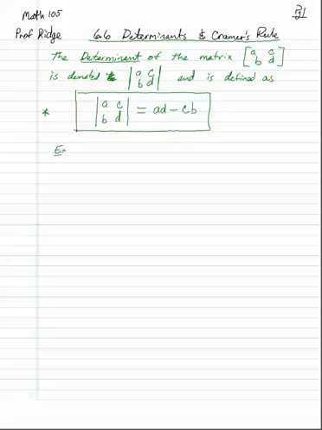Let's try an example. Find the determinant of 3, 2, 1, 4. It's pretty simple, so you can go 3 times 4 minus 1 times 2, which is 12 minus 2, which is 10. Note that a determinant is a number. The matrix is that array of numbers, a thing, an object, and the determinant of the matrix is a real number, like in this case, 10.